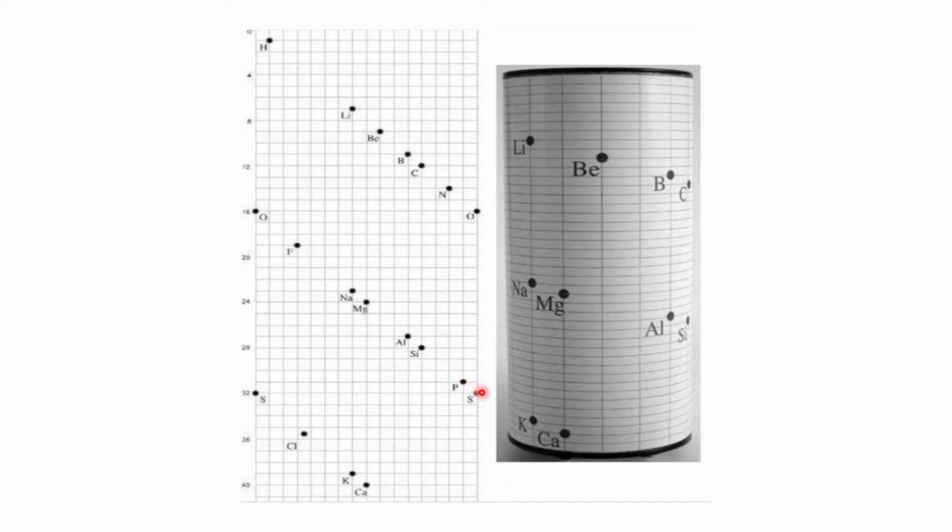And it was observed that elements of similar nature, for example lithium and sodium, or boron and aluminum, carbon and silicon, have an atomic number difference of 16. So that was a major observation.